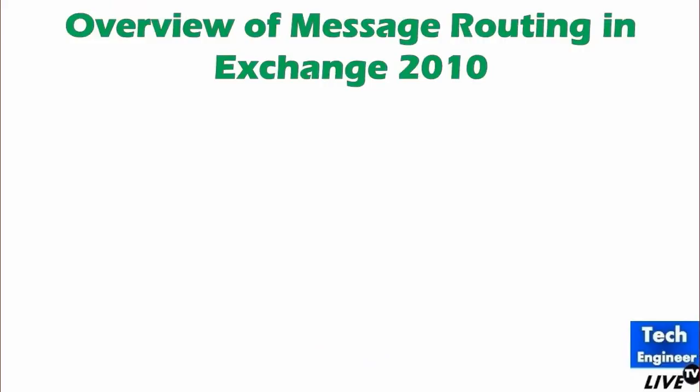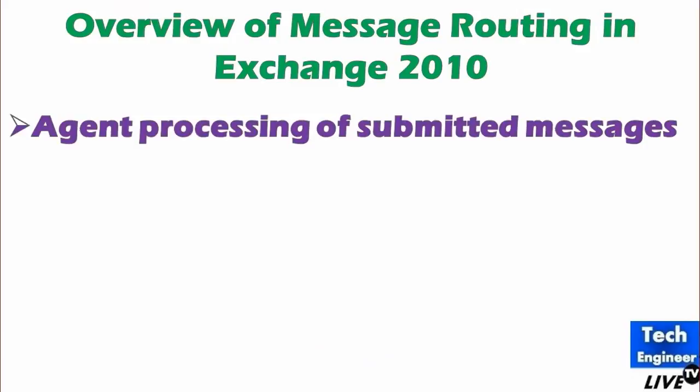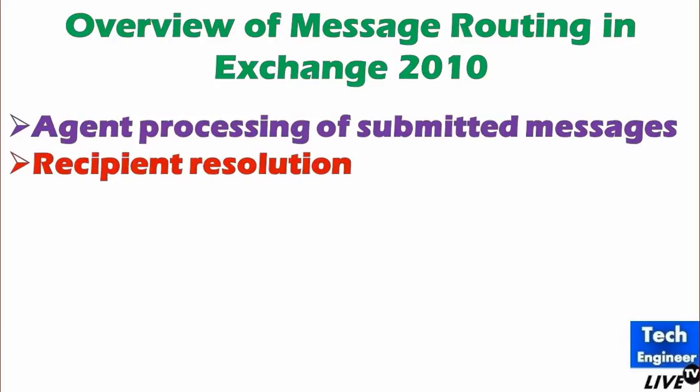Basically, message routing goes through some stages, and you can note about that. Either an agent processing the submitted message could be considered the initial stage of processing, where the message basically goes through the edge transport or hub transport and starts processing, and then according to that, recipient resolution will be done.